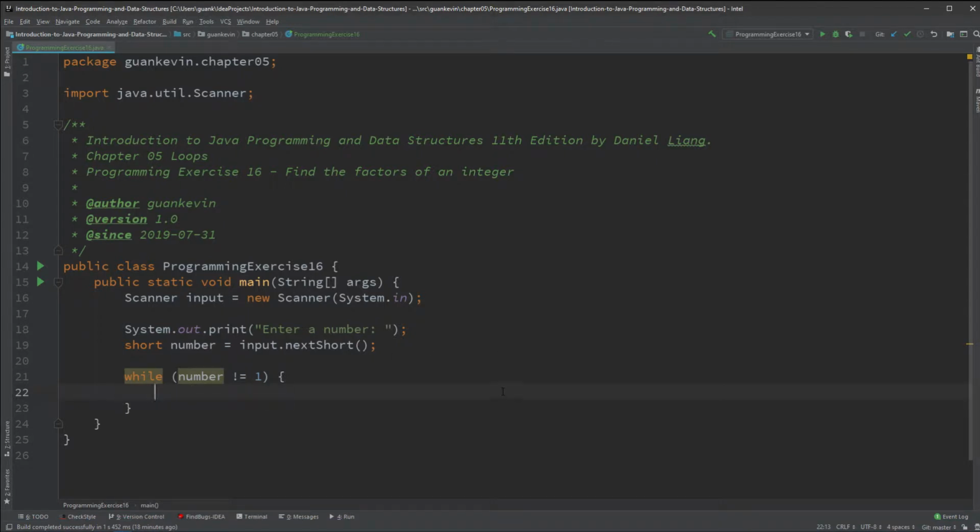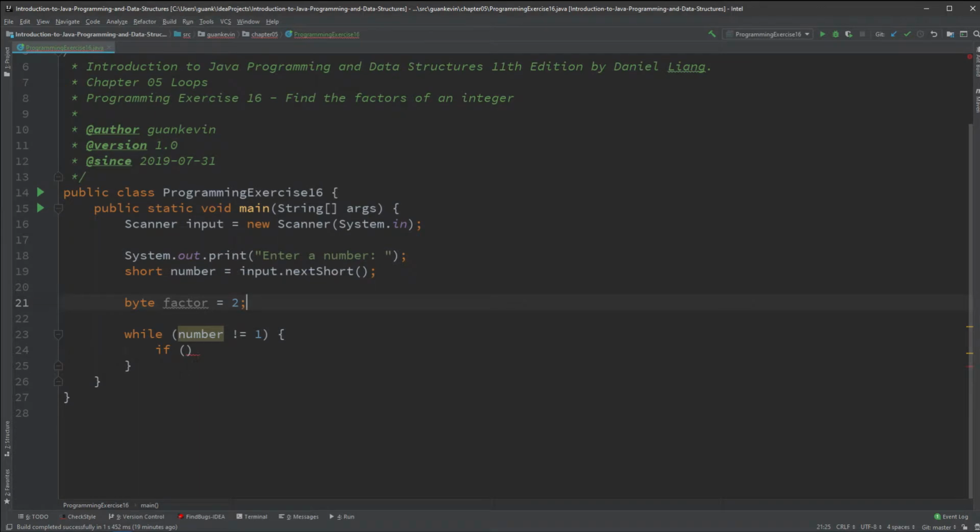What we're going to do is a check. Let's say, does X number go into this number that you give us? In this case, let's call it factor, and we're going to start it at 2 and not at 1, like I said before, because we know that 1 will go into any number. So we're going to start with 2. Now what we have here is basically a check. Actually, before we do a while loop, we have to do one more check.